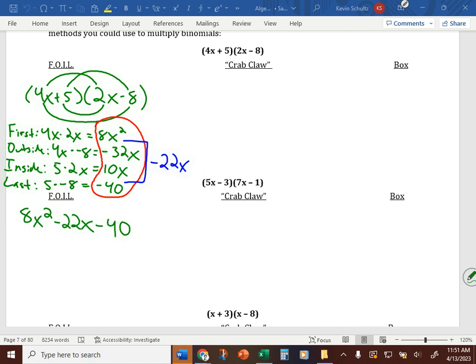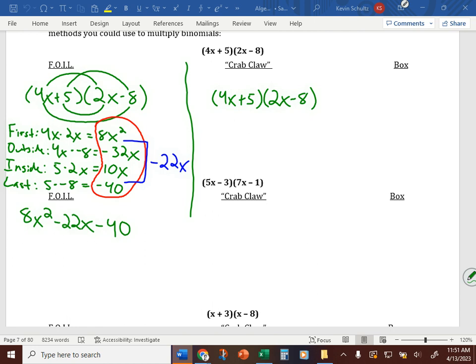Well, if you're not an old man FOIL fan, the next method we're going to talk about is the crab claw. Okay. And the crab claw essentially does the same thing. We're going to get the same answer, right? If we don't, that'd be a problem. But it's a different way to organize the multiplying. So again, we're going to write our 4x plus 5 and our 2x minus 8 here.